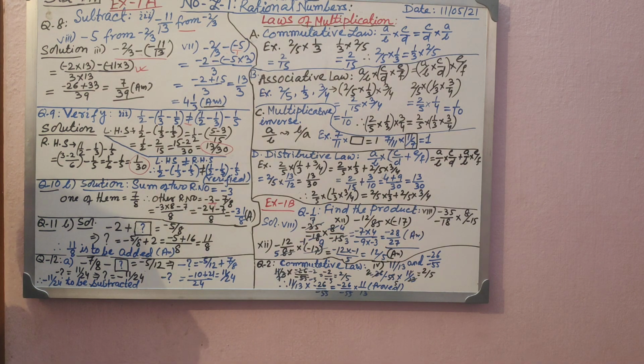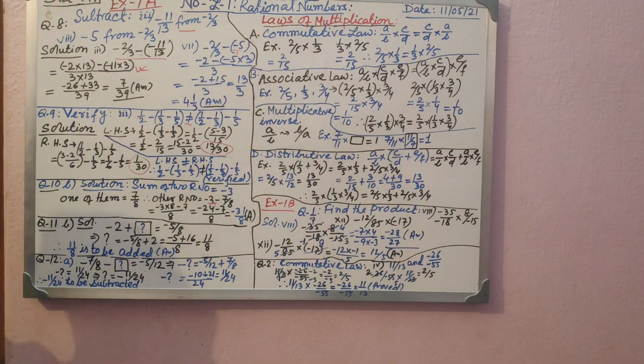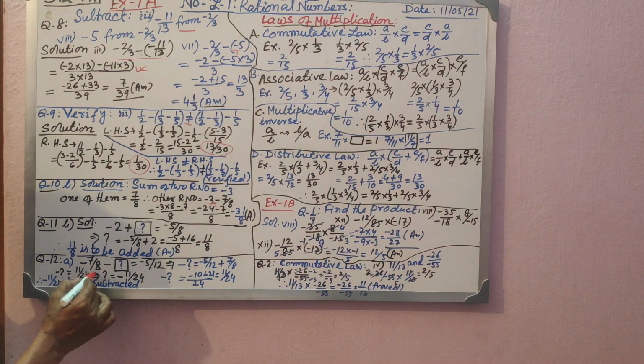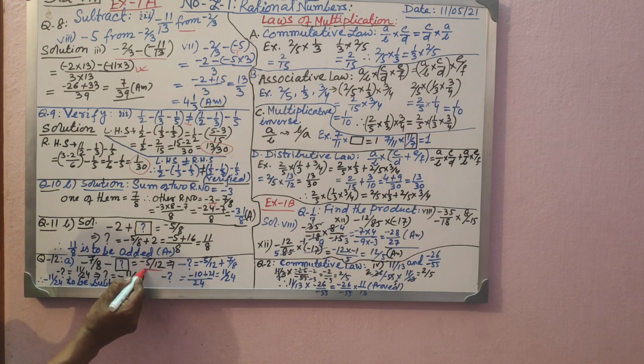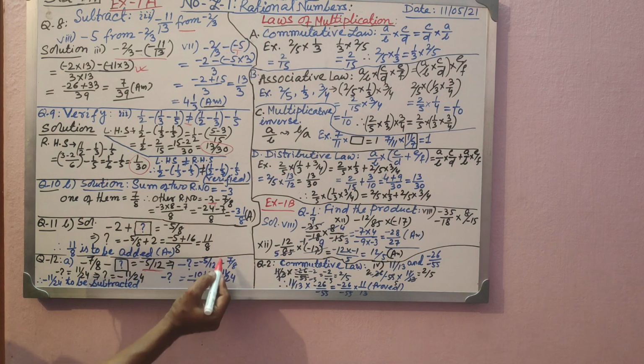Moving on to question number 12. 12a I have taken. See, what should you subtract from a rational number? The format is, from what you are subtracting, that one you pick first. From -7 by 8, you are subtracting some rational number. That is why the subtraction sign, and then you put the interrogation sign, and you are getting -5 by 12. That you write down. So what will you do? You solve the linear equation. Minus interrogation sign is equal to -5 by 12. This will go to the other side of plus.